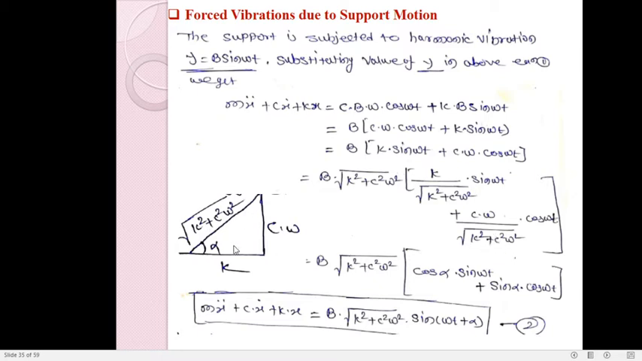If you look into this picture, or we can say this triangle, you can easily understand. So we can get the equation like this: b into square root of k square plus c square omega square, in the brackets cos alpha into sin omega t plus sin alpha into cos omega t. Ultimately equation 1 can be written as m x double dot plus c x dot plus k x is equal to b into square root of k square plus c square omega square into sin(omega t plus alpha). Let us call this equation number 2.